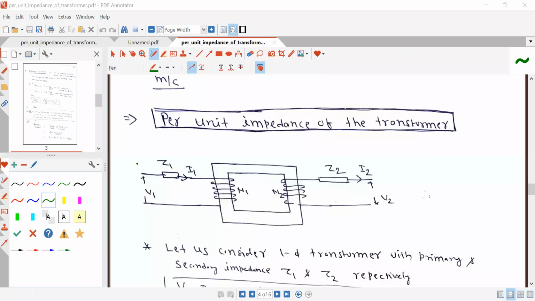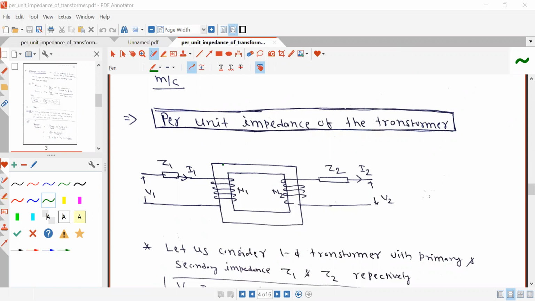In this lecture, I am going to discuss how you will calculate per unit impedance of the transformer winding, and what is the advantage if you represent winding impedance in per unit system.